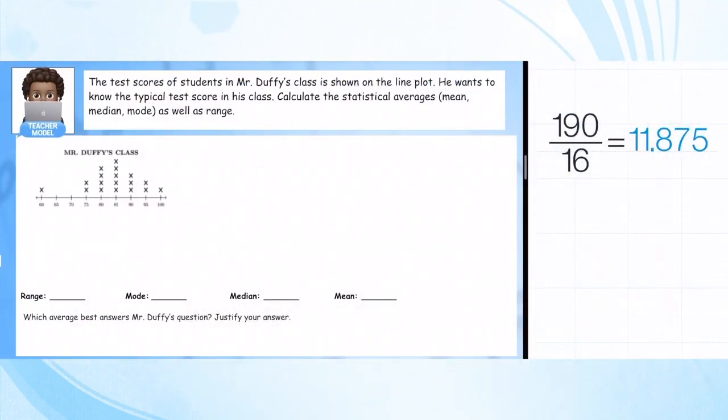The test scores of students in Mr. Duffy's class is shown in the line plot. He wants to know the typical test scores in his class, calculate the averages as well as the range. So the easiest ones again are mode. Mode is very easy to see. It pops right up.